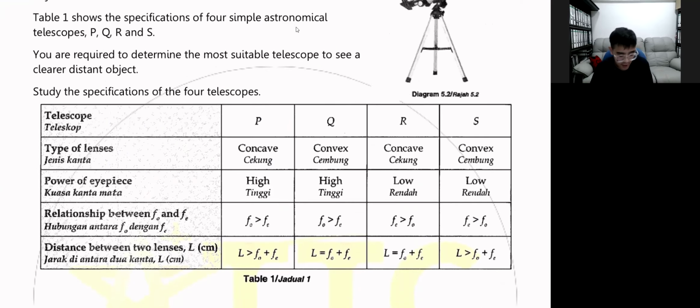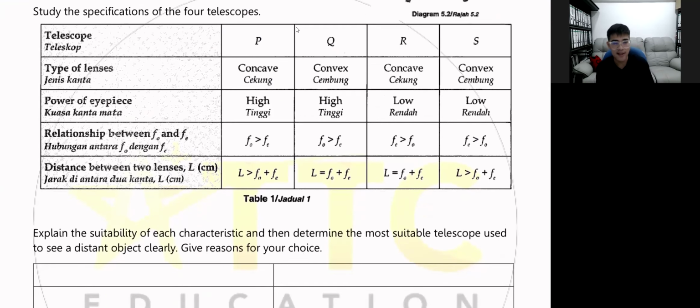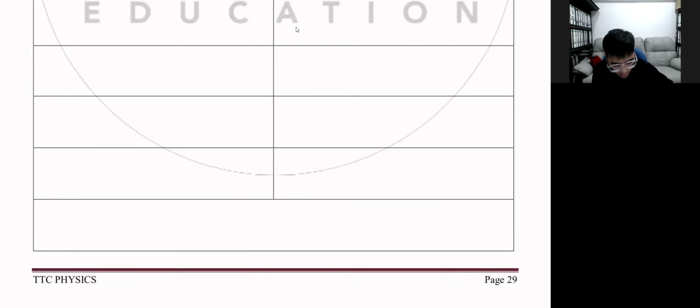Now, the first thing that you can choose is the type of lenses. For the type of lenses, which lens do you think we should use? Should we use the concave lens or the convex lens in a telescope? Remember, yes, good. Convex lens. You only use convex lens in a telescope. Clear? Convex lens.